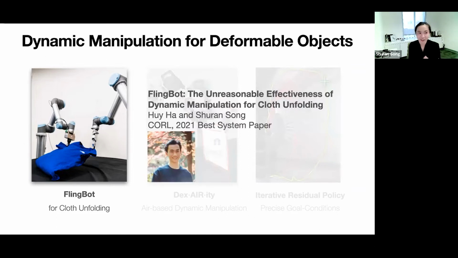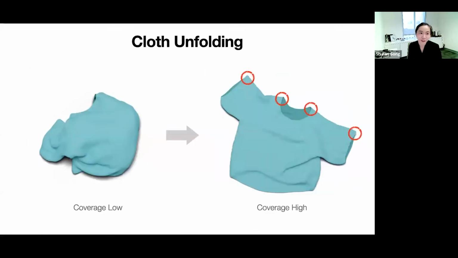Okay, so let's start by talking about Flingbot, which is our first attempt at using dynamic manipulation for the task of cloth unfolding. The task of cloth unfolding has a very simple objective, which is just to increase the visible surface area of a cloth. This task is a common first step for almost any cloth manipulation pipeline because, for example, if you want to identify the category of a garment, whether it is a t-shirt or a dress, the first thing you need to do is unfold it. And if you want to fold the cloth, you also need to unfold it first.